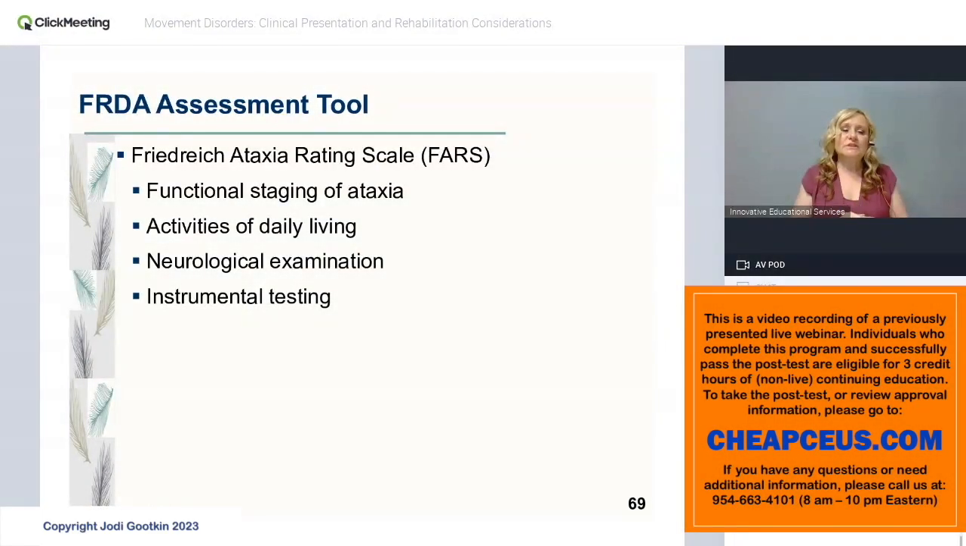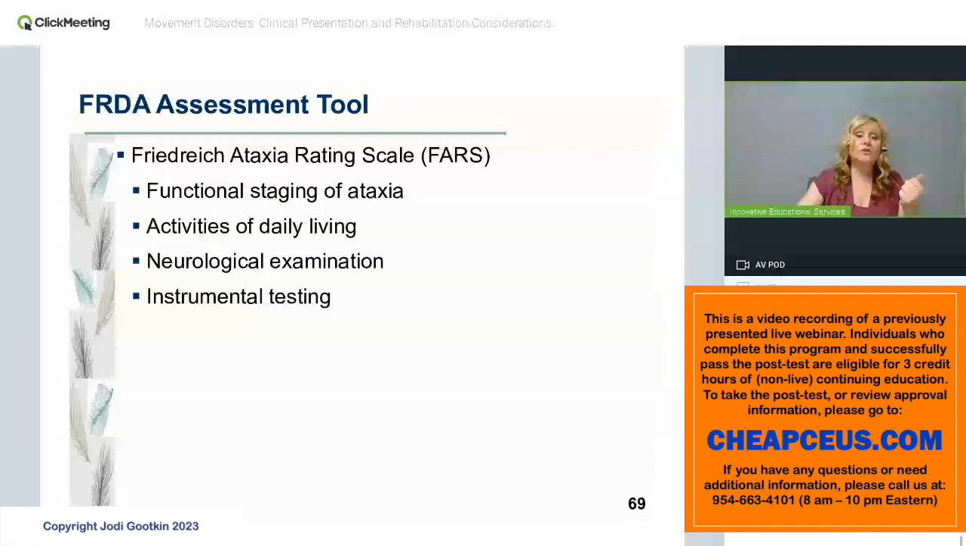The assessment tool that's utilized specific for this population is the Friedreich's Ataxia Rating Scale. It is looking at a score of 0 to 159. A low score means that they're unaffected. The higher the score means more impaired that the individuals are. It has good internal consistency, and they do find that it correlates well to the Barthel Index, the functional independence measure, and then also when they do neuroimaging studies.